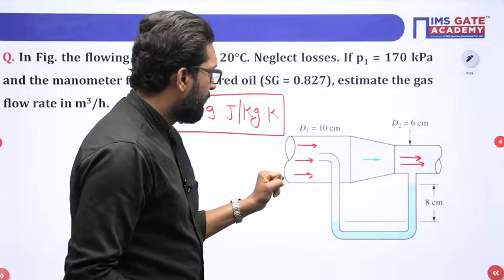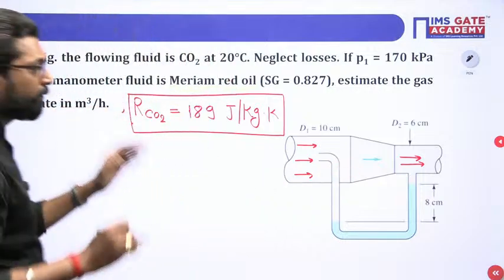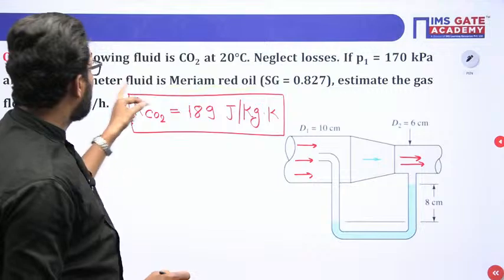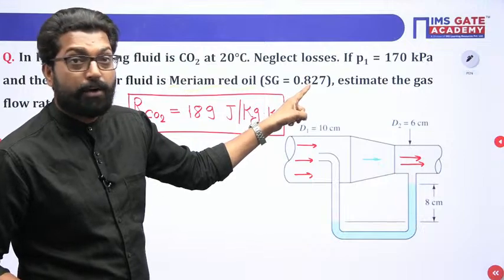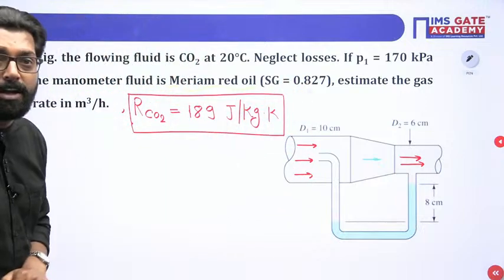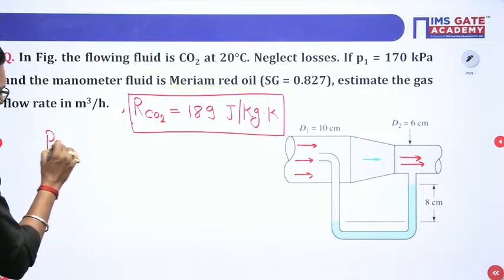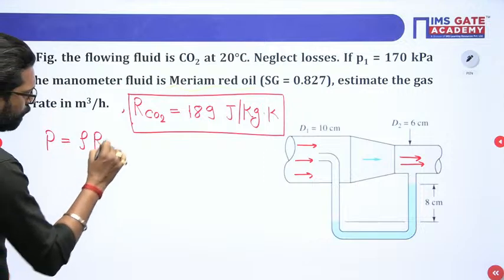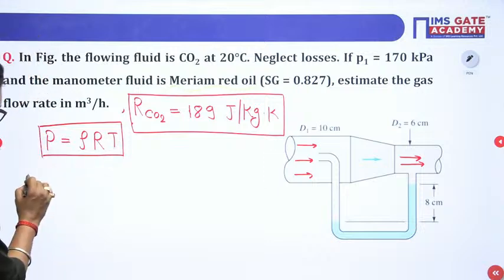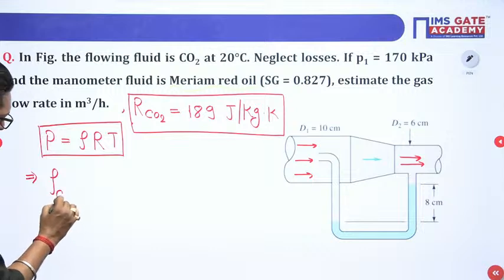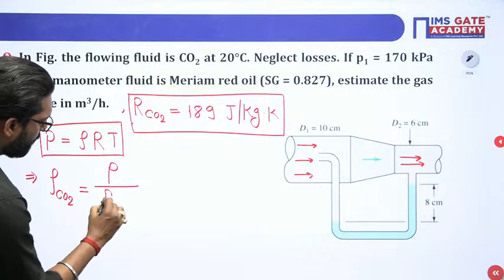If you want to find the flow rate, very first you have to use the oil. This is your oil, and you know the specific gravity, that means the density of oil. But you don't know the density of the carbon dioxide. Carbon dioxide acts as an ideal gas, so you know that P is equal to rho R T, the equation of state, PV equal to mRT. From here, you can easily find the density of carbon dioxide: pressure divided by R into T.